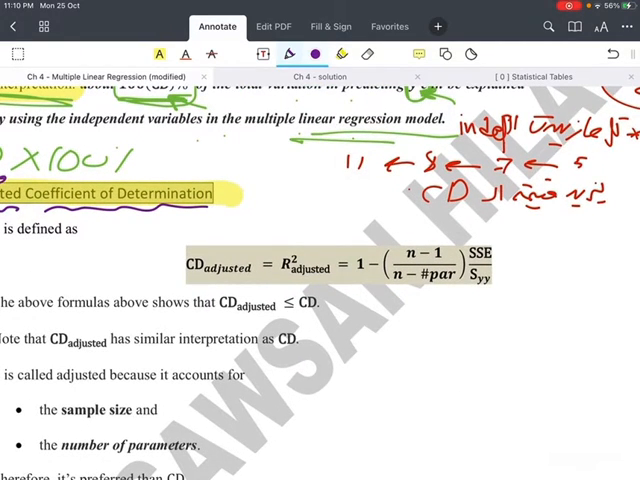What is this adjustment? The adjusted CD, or R square adjusted, will be 1 minus (n minus 1) over (n minus the number of parameters). This will be the same, so this term will be extra. In the adjusted version, I add this term. So what will this term do?